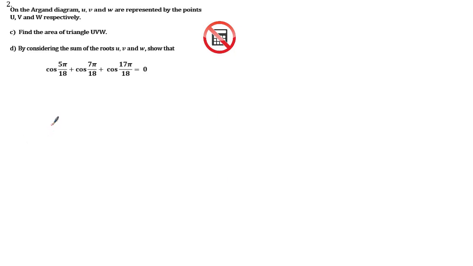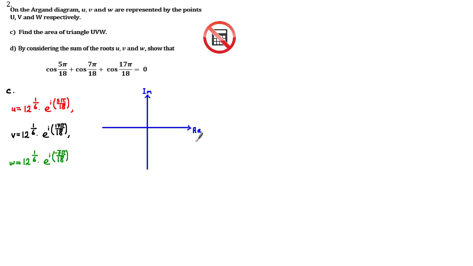Welcome back, guys. So in this question, we're told that the roots that we've just found, u, v, w, and I'll just write these roots here. Well, these roots are represented by the points capital U, V, and W on the Argand diagram. So let's sketch these points on the diagram. So the point U will be roughly around here, since the argument is 5 pi over 18, which is less than 9 pi over 18, which would be pi over 2, it would lie in the first quadrant.